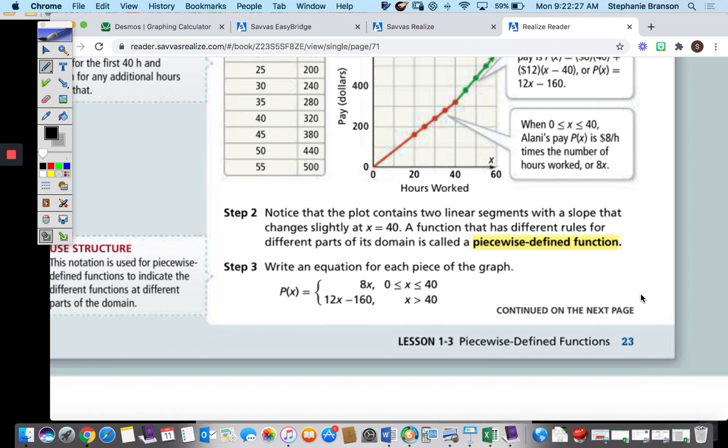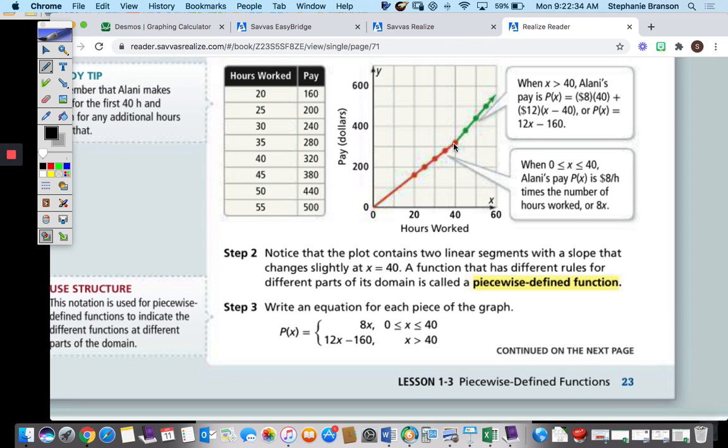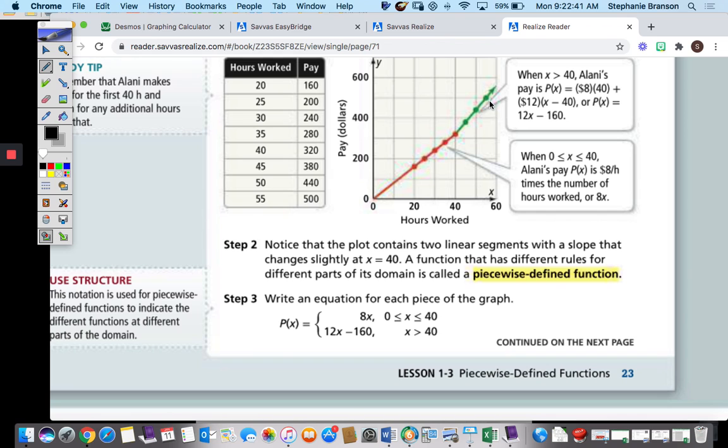It says notice that the plot contains two linear segments with the slope that changes slightly at x is equal to 40. So we had a constant slope of $8 an hour right here until we got to x equals 40, and then our slope changed to $12 an hour. A function that has different rules for different parts of its domain is called a piecewise defined function. So they came up with this graph. They said that we're going to use 8x if the hours she worked is between 0 and 40, and 12x minus 160 if the hours she worked is greater than 40.